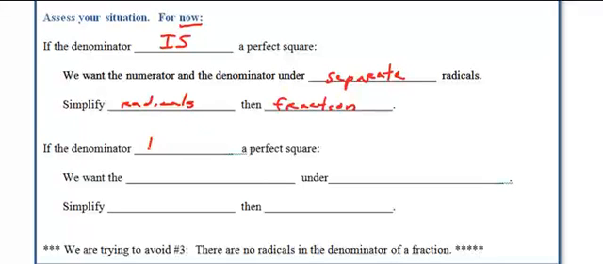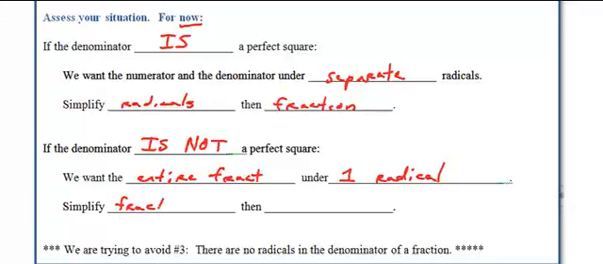If the denominator is not a perfect square, then we want the entire fraction under one radical. And instead of simplifying the radicals and then the fraction, we're going to simplify our fraction. And of course, we only have one radical, and then we're going to simplify that radical.